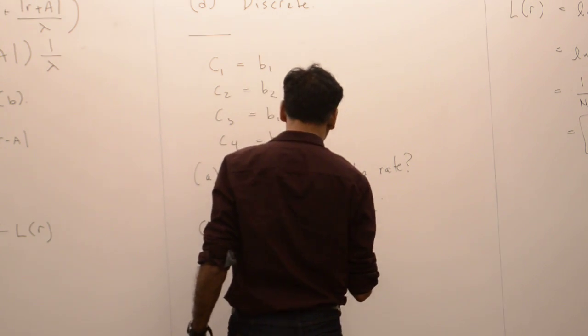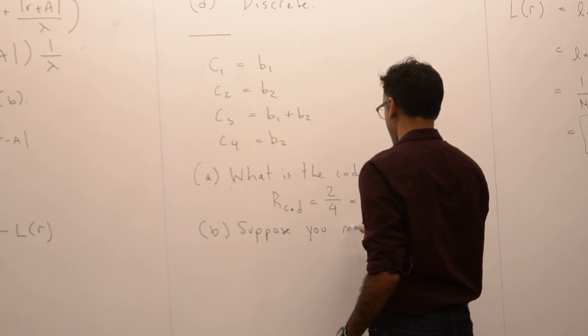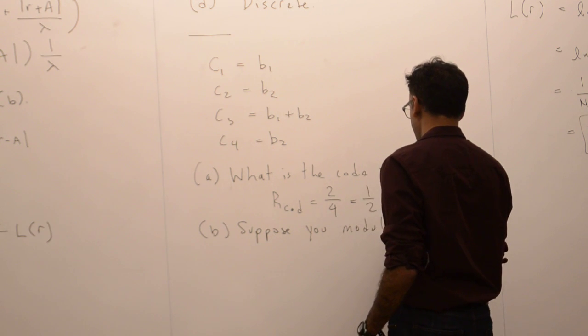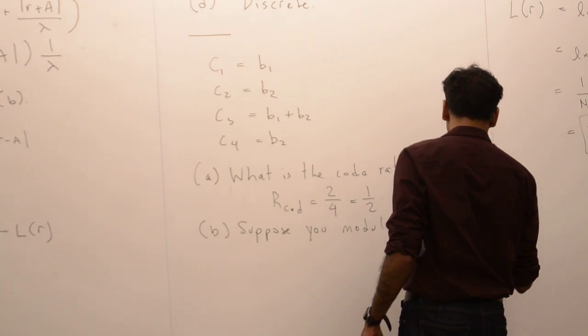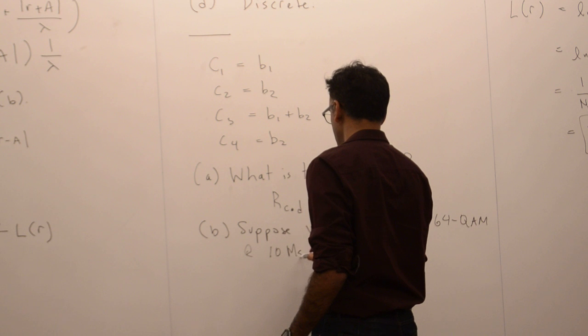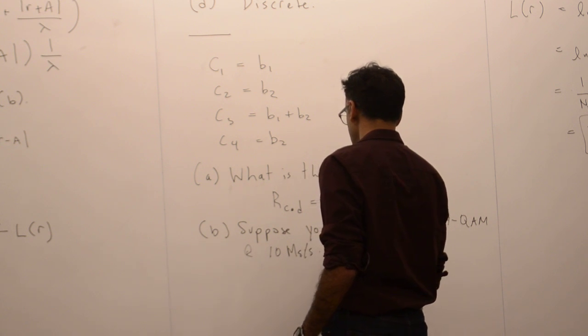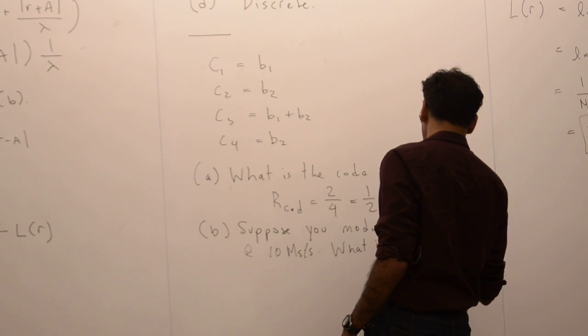Suppose you transmit or modulate with 64 QAM at 10 megasymbols per second. What is the information rate?